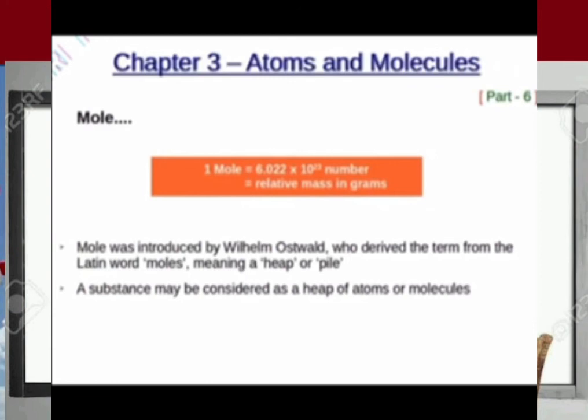Relative mass in grams. The mole was introduced by William Ostwald, who derived the term from the Latin word moles, meaning heap or pile. A substance may be considered as a heap of atoms or molecules. This is all about the mole.